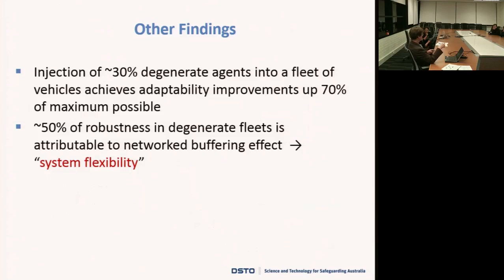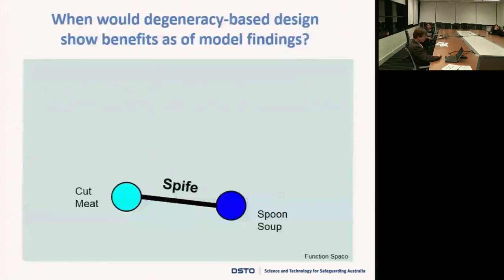You can run experiments where you constrain, for instance, the number of reallocation decisions by saying, let's see how much of your fitness you generate through just one reallocation decision, how much through more. And the analysis shows that roughly 50% of your robustness comes from this network buffering effect, which is also consistent with flexibility in the biological literature.